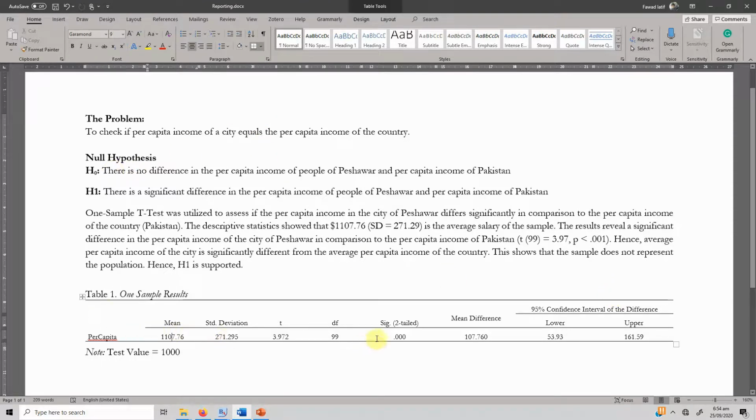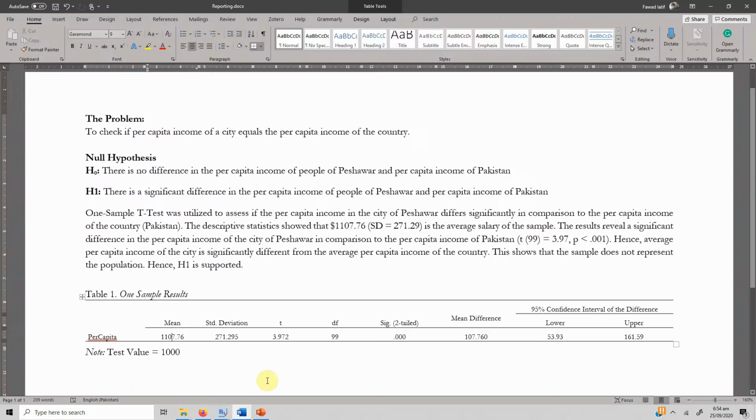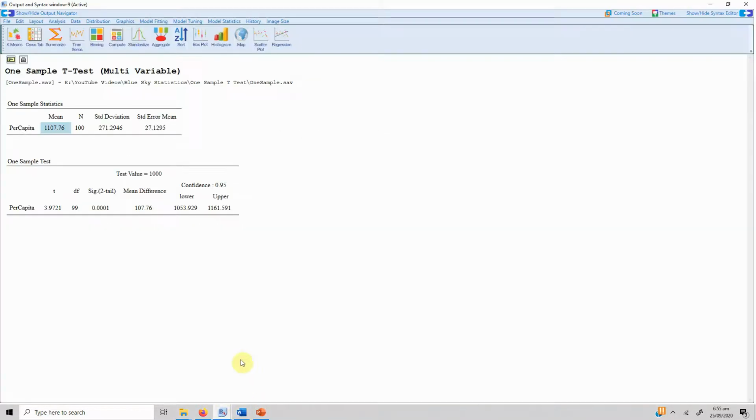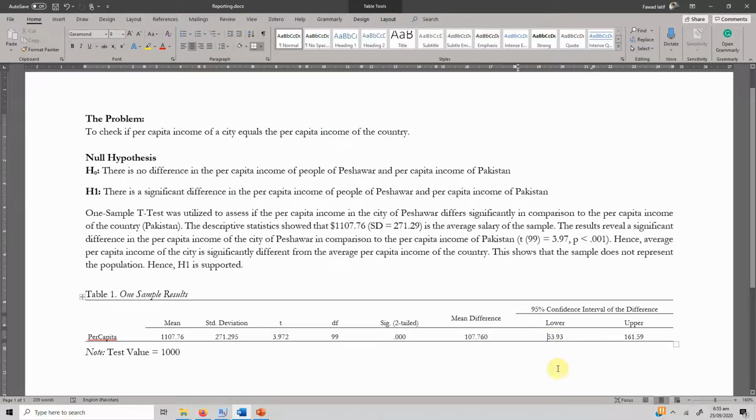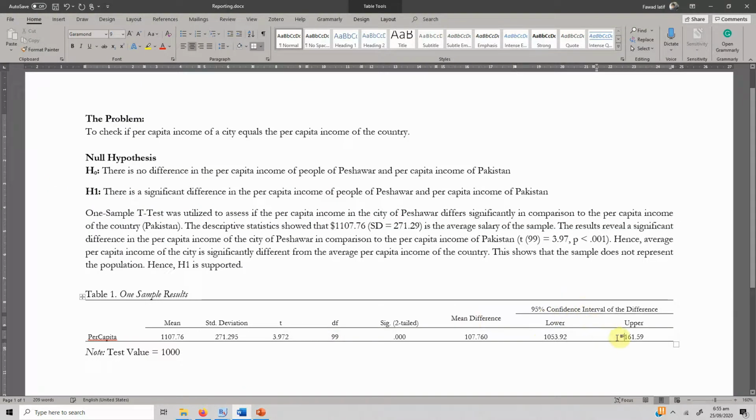Here in the table, you can report all these details. Just copy them from here and put them here. Let me make the changes. Lower 1053.92, and upper is 1161.59. So this is how you can run a one sample t-test in Blue Sky Statistics and report the results. Thank you very much.